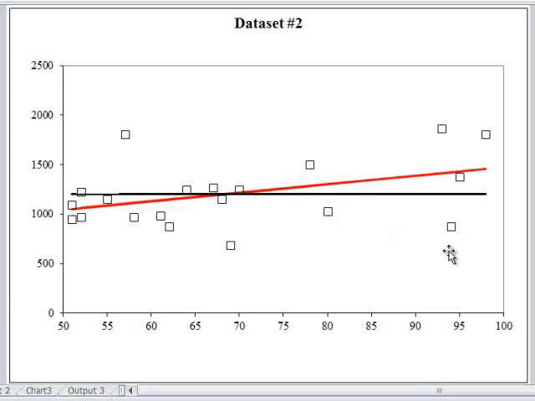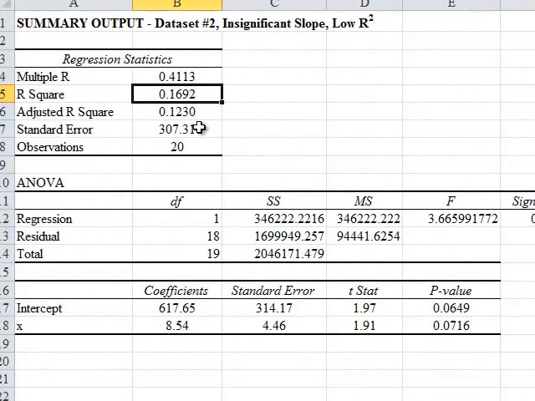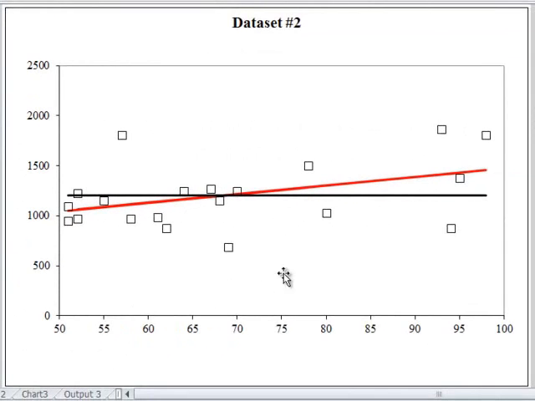Correspondingly, our R-square value, which in this case is only 0.1692, about 17%, means we're not getting that much more accurate a prediction using the red line than using the black line. If you look visually at how far off my black line would be as a prediction versus the red line, we're not gaining a lot using the red line rather than simply the average value of y. And that's reflected by the low R-square.